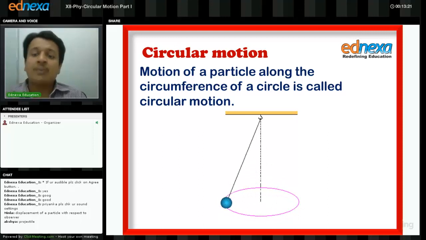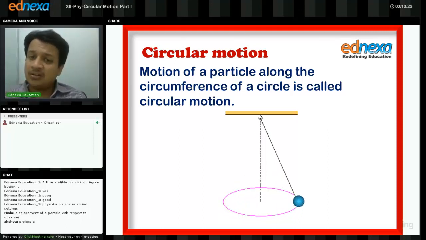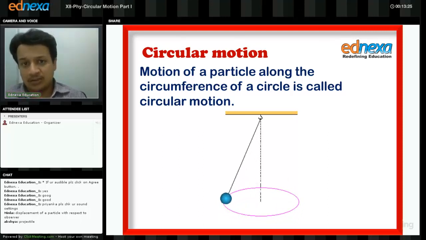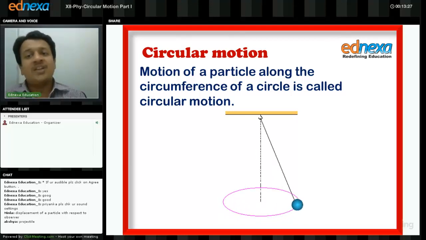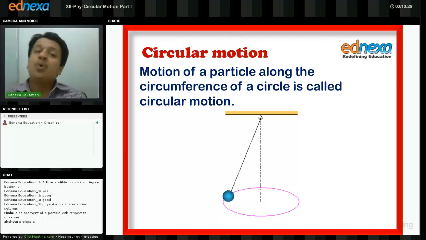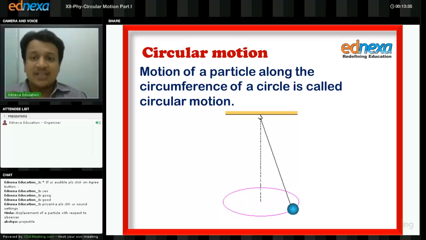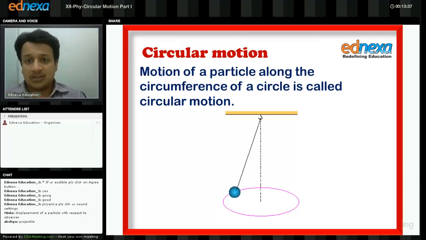So the motion of the ball is which motion? It is circular motion. So what is the definition of circular motion? Motion of a particle along the circumference of a circle is called circular motion.